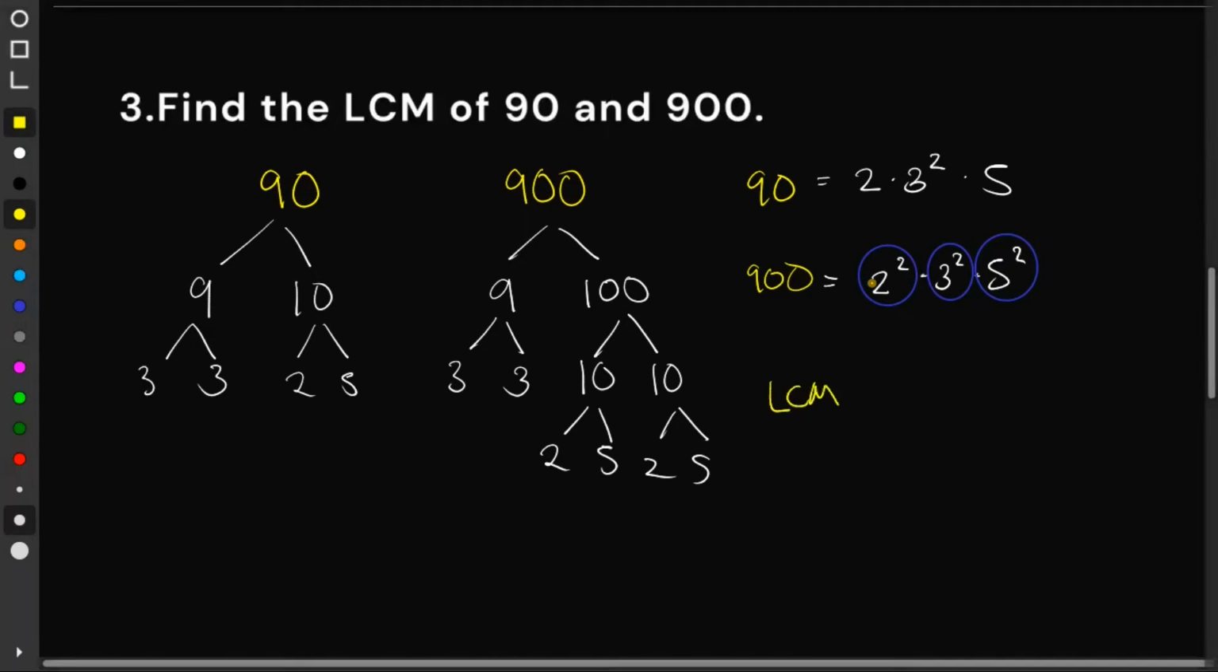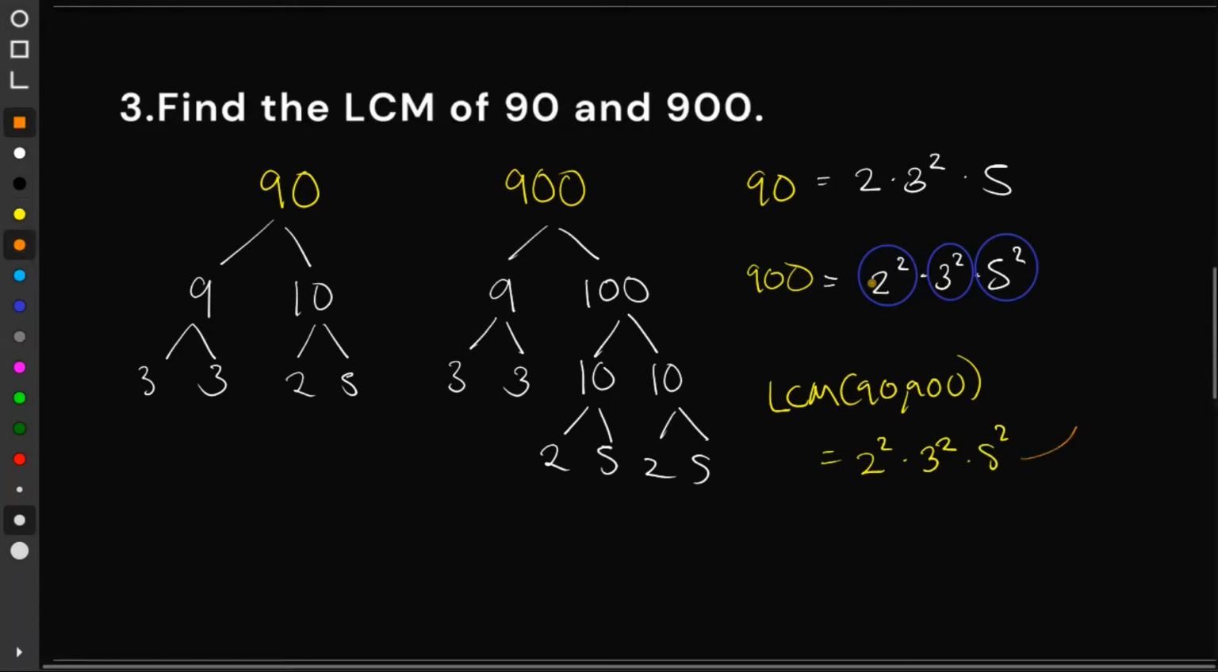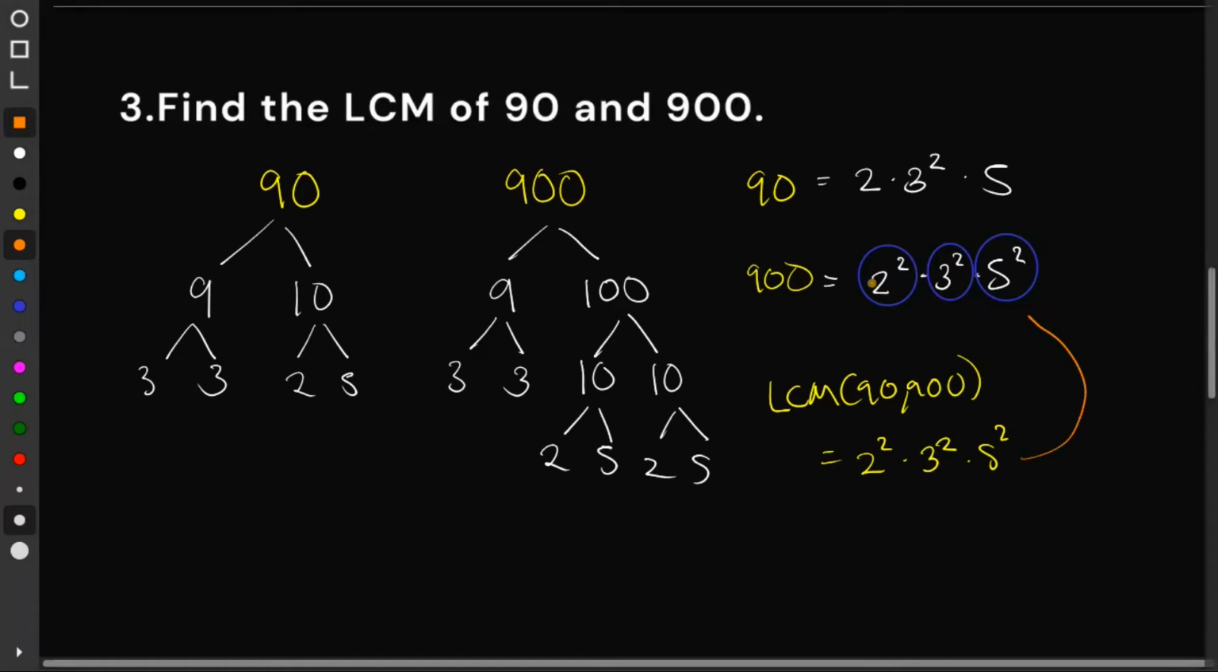So we then conclude that the LCM of 90 and 900 is equal to 2 squared times 3 squared times 5 squared, or it is simply this one. So we found that their LCM is 900. So there are really cases like this wherein the LCM of two numbers is actually one of them. In this case, it's 900. Well, the reason being is that 90 is a factor of 900. So that's something to take note.